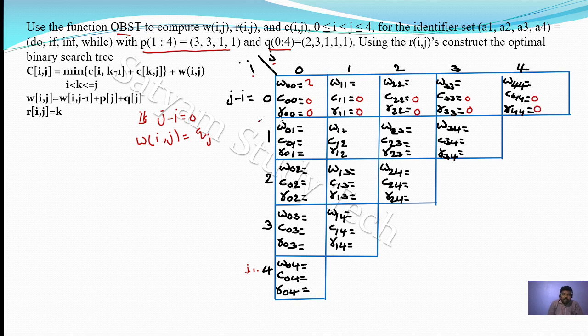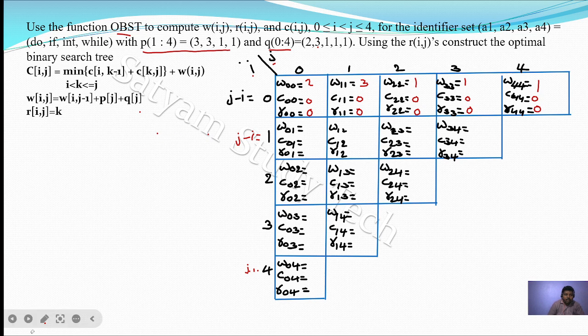Then w of 1 1: that is also 1 minus 1, which is 0, so w of 1 1 is equal to q of j, and q of 1 is 3. So that's why here you can take the 3, here you can take the 1, here it is 1, here it is 1. Now how to calculate? Here j minus i equal to 1. Now we have to calculate this step, j minus i equal to 1.